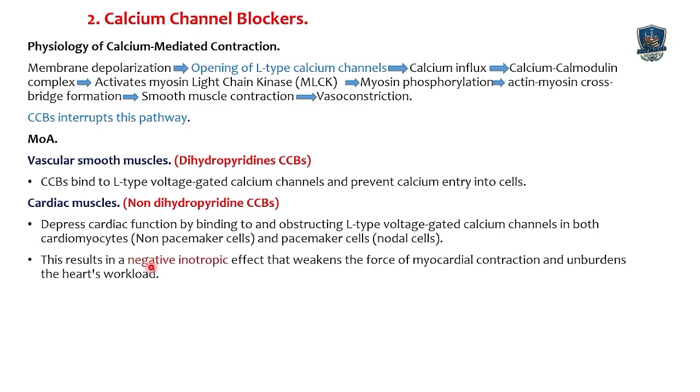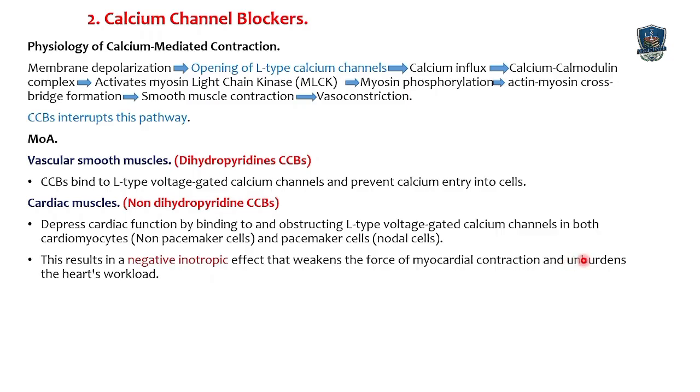There will be a reduction in the end systolic volume, and a reduction in the end systolic volume tends to increase our stroke volume. An increased stroke volume will increase the cardiac output, and the rest happens. So this drug, those that are found in the non-pacemaker cells, have a negative inotropic effect, and this also will lead to, number one, decreased blood pressure, and they also unburden the heart's workload.